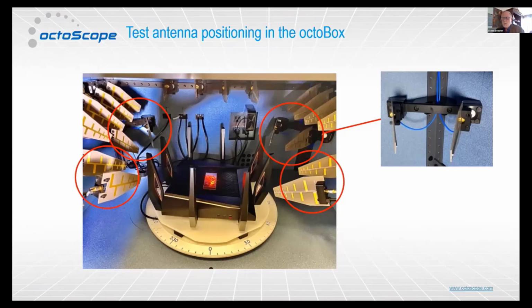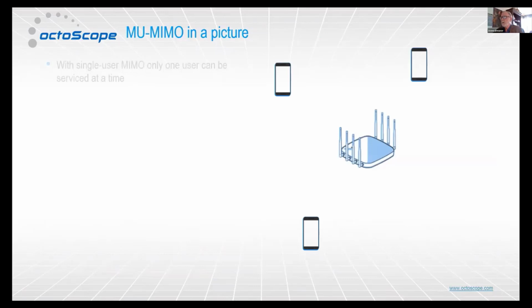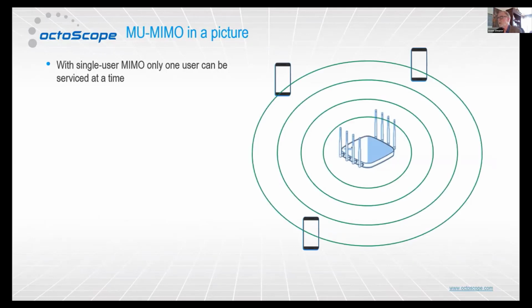Let's take a quick look at MU-MIMO. Single user MIMO can really only service one user at a time. This is the legacy Wi-Fi that we understand, where one device is serviced at a time, essentially time sharing the channel, and that limits the amount of traffic that you can get to each device.